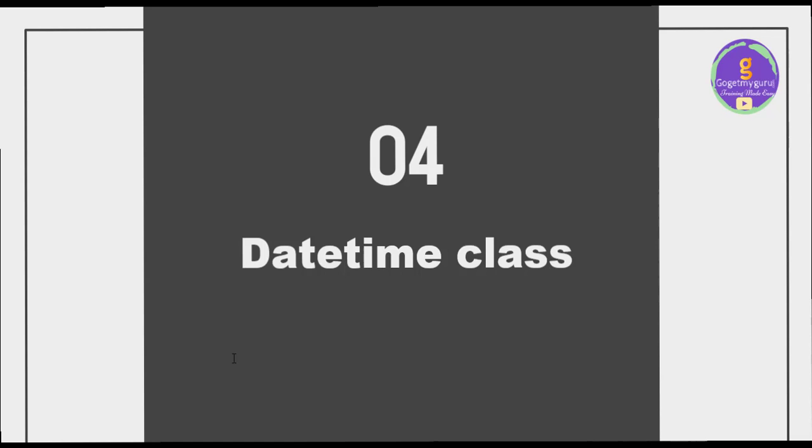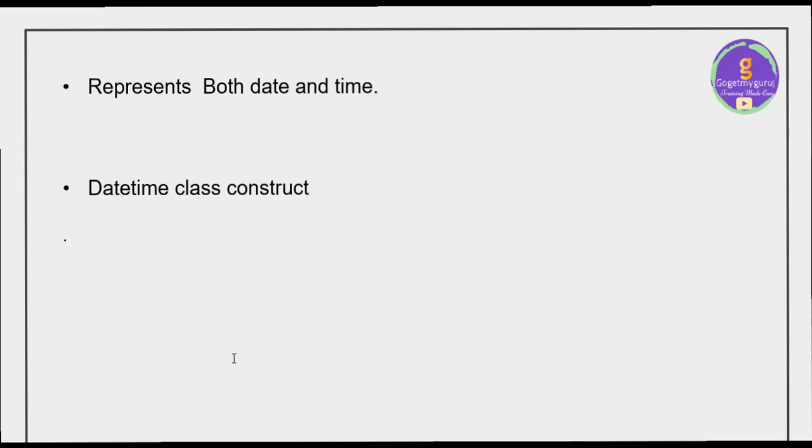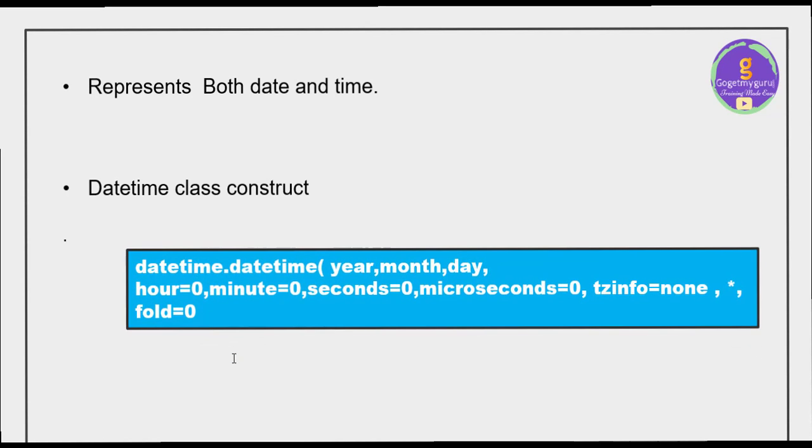Now that we know the time class, let's move on to the next topic, that is the datetime class. It represents both date as well as time. As it represents both, the class construct syntax will be year, month, day, hour, minute, second. This is nothing but your date construct syntax followed by your time construct syntax. Let's check how to make use of this datetime class in programming.